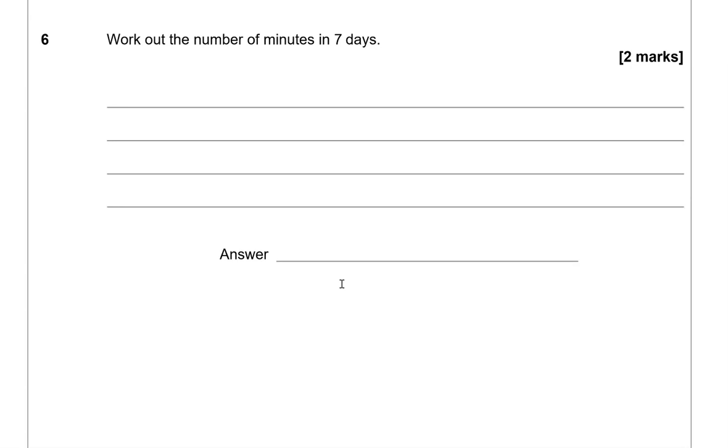Work out the number of minutes in 7 days. Let's work out in 1 day first. So in 1 day there are 24 hours, 24 hours, and that is 60 minutes each hour. So that will give us the number of minutes for 1 day. And that's 1440.